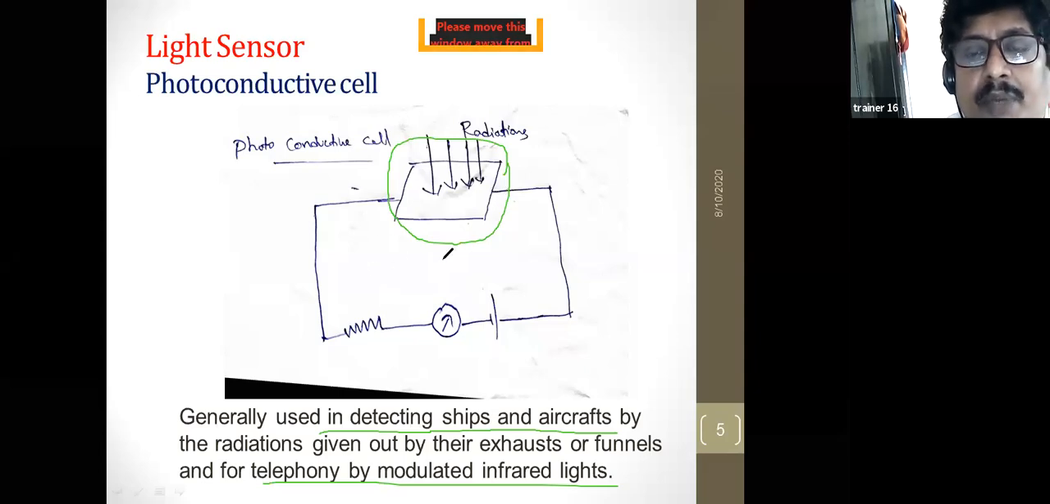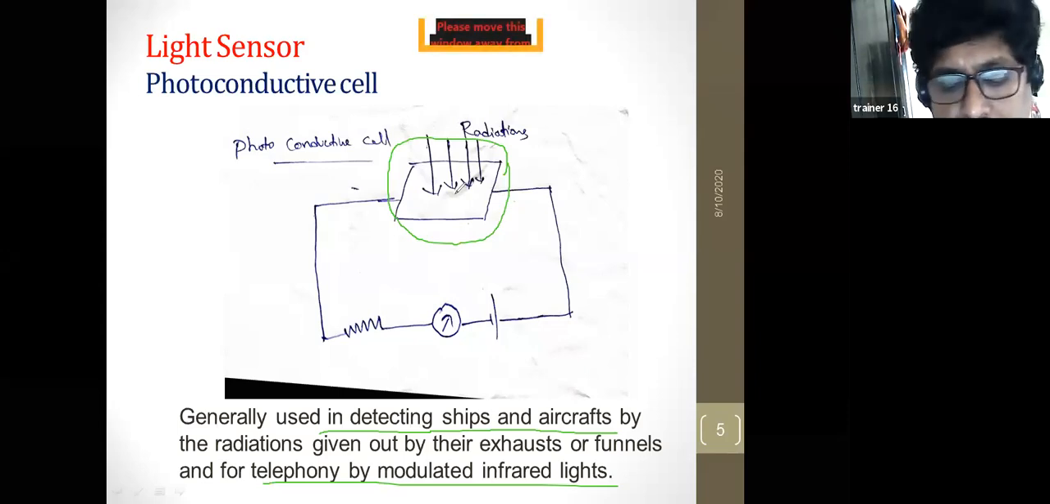So these are the materials. Here the material changes its resistance when the radiation falls. That means when the intensity of the radiation changes, there will be a change in the resistivity or the resistance of the particular material. So automatically it responds. That is the photoconductivity cell, right?